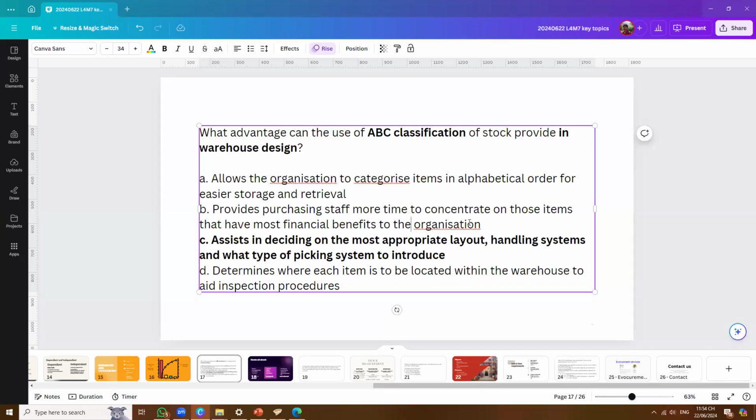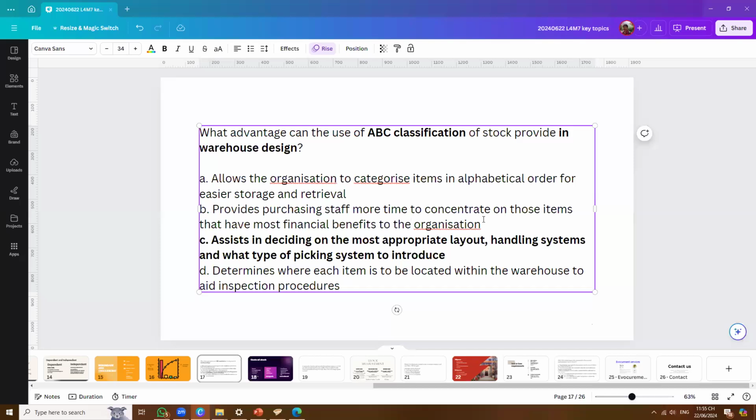Okay, because ABC is not just about importance, it is also about the speed of movement, the turnover rate of these items. So A items tend to have very high turnover rate, and they tend to have higher demand. And because of that, we need to design the layout so that it facilitates the picking process for A and B items. Optimize the picking process for A and B.